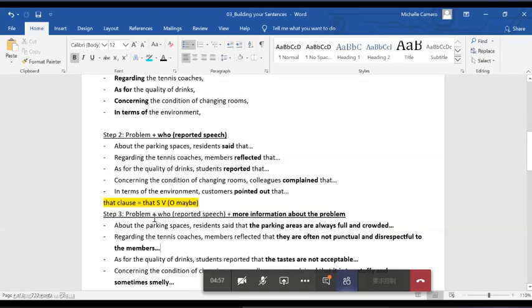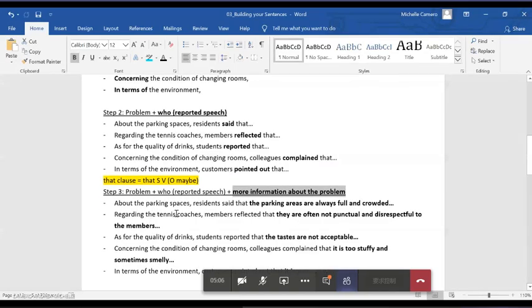Step 3, after you say the problem, who complained, and using reported speech, the next thing you want to do is give more information about the problem. So let's look at this one. It says, about the parking space, comma, residents said that the parking areas are always full and crowded. And remember, I told you, you have a that clause here, which means after the that part of the that clause, it requires a subject, a verb, and maybe an object. So here, somewhere within the information about the problem, you'll need the subject and the verb and maybe the object. So here we have the parking areas. That's our subject. Are is your verb. And then here, it can be an object, it can be a clause, or it can be an adjective. So always full and crowded, okay?